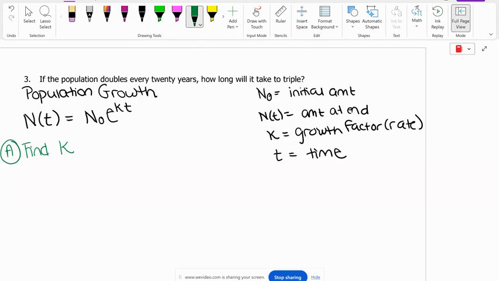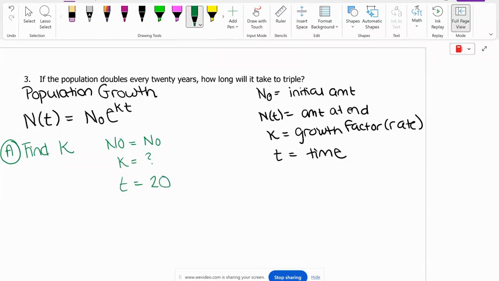So it says if the population doubles every 20 years, how long will it take to triple? I'm going to let N sub 0 be N sub 0 because I don't really know, and you'll understand why in a minute. e is e. K is our unknown. That's what we want to find. What's t for this specific round? 20 years, exactly. t is 20.